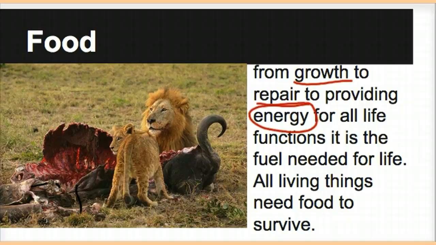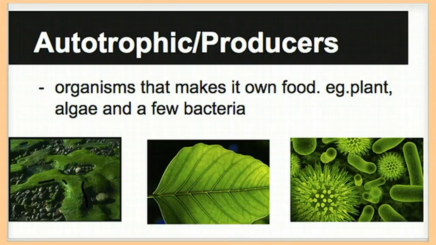Without energy, we cannot do anything. We cannot breathe, we cannot reproduce, we cannot move, we cannot grow. So all life function basically depends on the supply of energy coming from food. So of all the living things that exist on Earth, a few categories can actually make their own food.